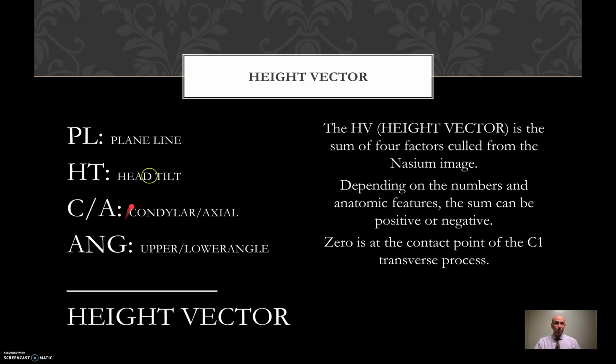so a negative value. Basic type 3, basically there's no angles measurement because there's no lower angle. And in a basic type 4, plane line, once again, in a typical case would be a positive value, height vector will be a negative value, condylar axial circle, as in all cases, will be greater than or equal to 0, and angles will be, like in a type 1, greater than or equal to 0. So in a type 4, 3 out of 4 factors will be 0 or higher, and head tilt will be a negative value.